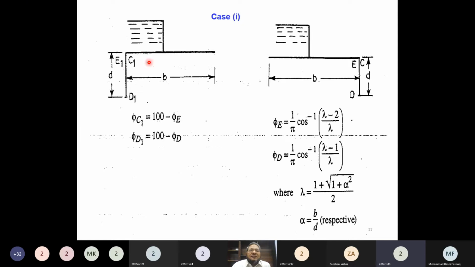Uplift pressure means the water will apply pressure, uplift pressure here on the hydraulic structure. And secondly, there would be undermining. The fine particles from the soil may move due to the seepage force which the seepage water applies, and then those fine particles emerge on the downstream of the structure.